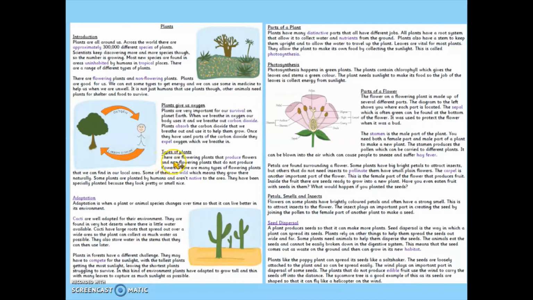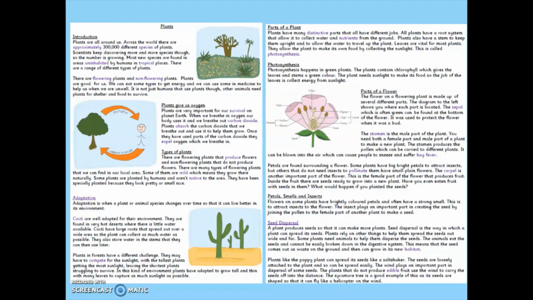Next, heading: types of plants. There are flowering plants that produce flowers and non-flowering plants that do not produce flowers. There are many types of flowering plants that we can find in our local area. Some of them are wild, which means they grow there naturally. Some plants are planted by humans and aren't native to the area. They have been specially planted because they look pretty or smell nice.